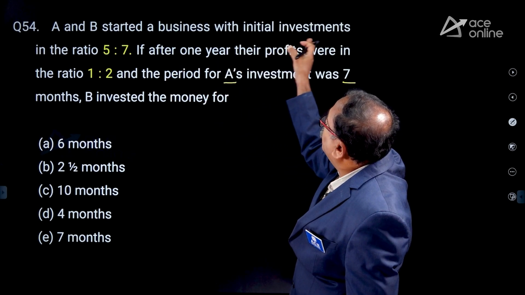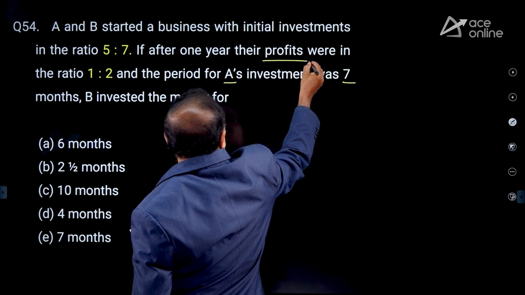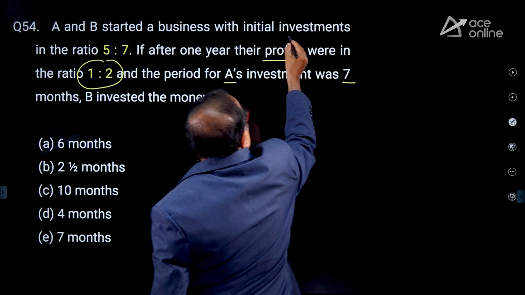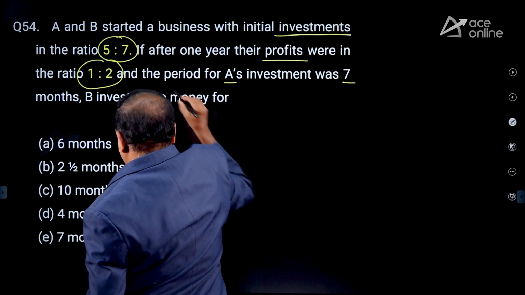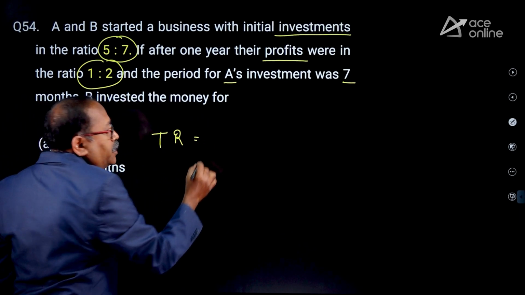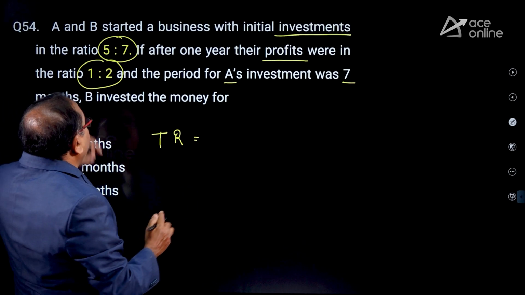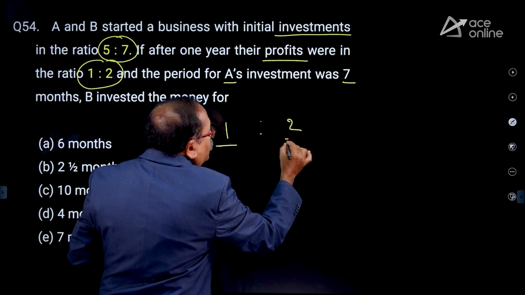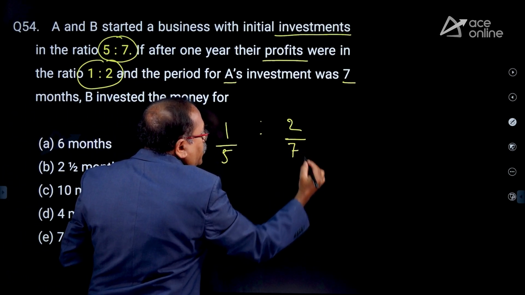So we do have the profit ratio. What is this profit ratio? This profit ratio is 1:2. And this is the investment ratio. And what we know is that time ratio is equal to profit and loss ratio divided by capital ratio. So here the profit and loss ratio is 1:2 and the capital ratio is 5:7. So divide this by 5, divide this by 7.